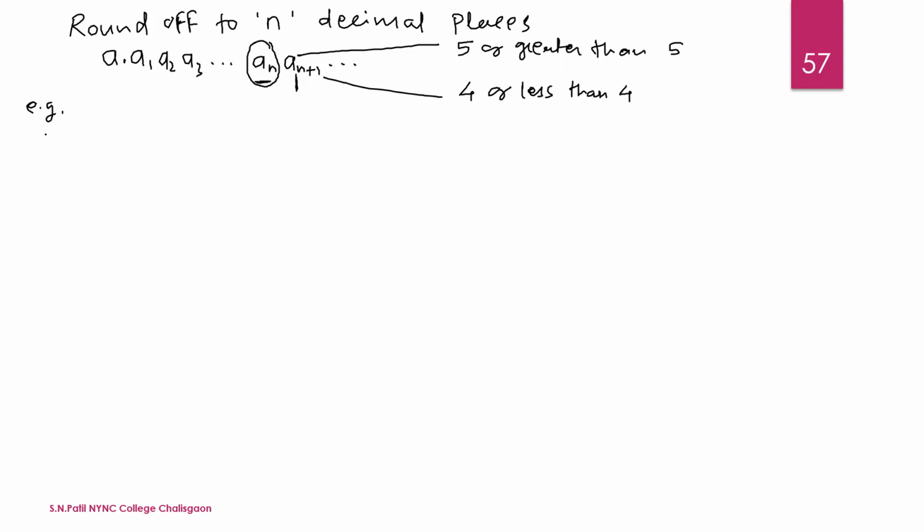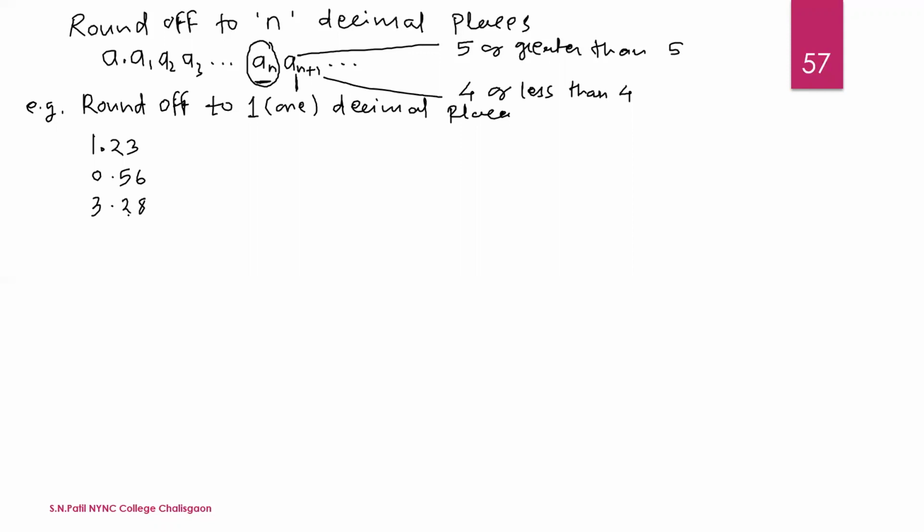For example, round up to 1 decimal place. We have the numbers, suppose, 1.23, 0.56, 3.28. Now the question is to round up to one place. So this is the one place. Now check the second place. If this value is 5 or greater than 5, then we add 1 here. If not, meaning this value is 4 or less than 4, then keep this position as it is. Then this value becomes 1.2 only.